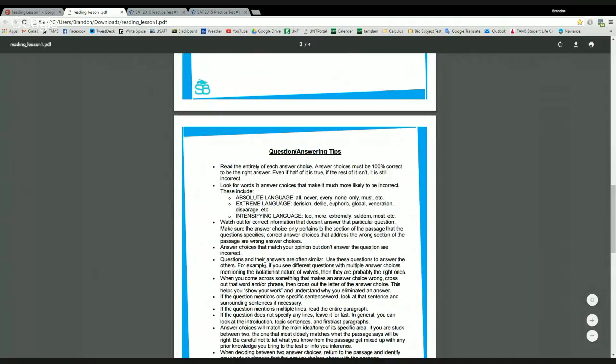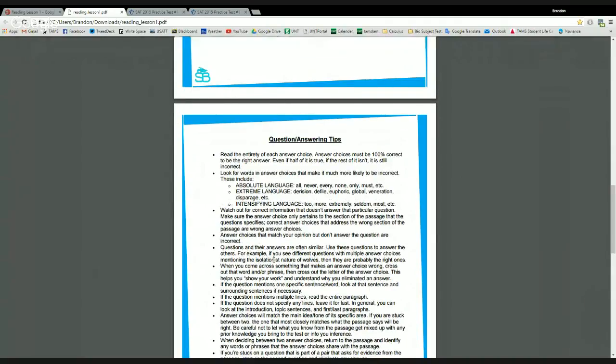Questions and their answers are often similar. Use these questions to answer the others. For example, if you see different questions with multiple answer choices mentioning the isolationist nature of wolves, then they're probably the right ones. So, as I just said, many questions and answers are similar, and you can base one answer off the other. Hopefully, you can gain context from one question and answer to answer the other one.